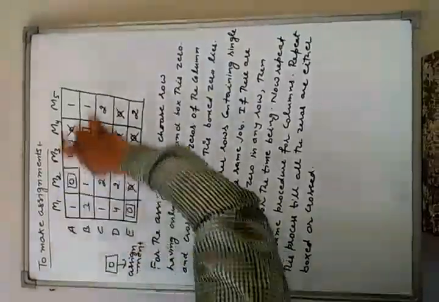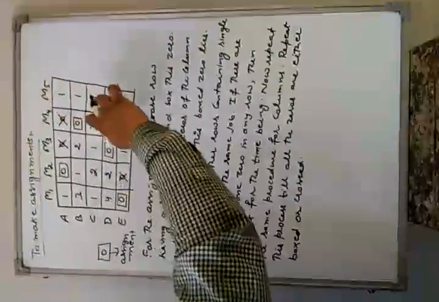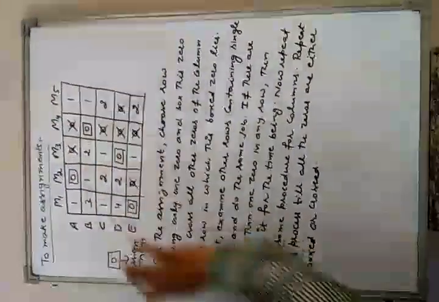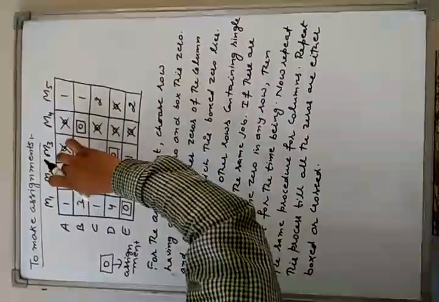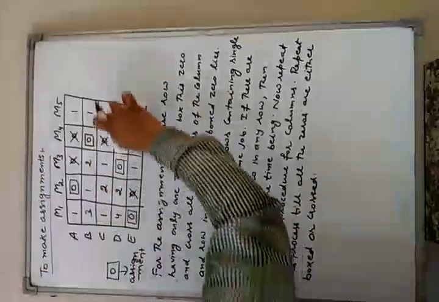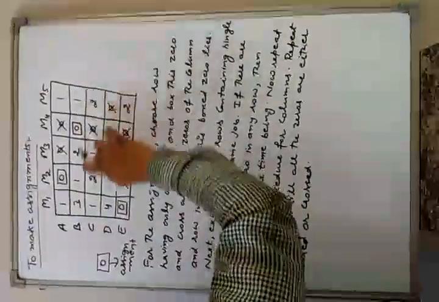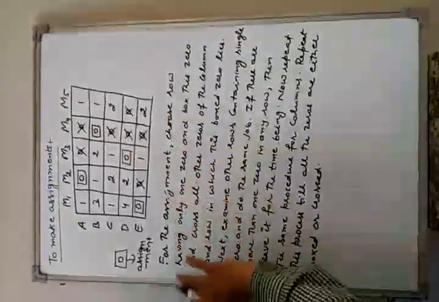Now, if there is an assignment in each row, then we get the optimal table and the optimality is reached. Now, in this row, there is one assignment. In this row, there is one assignment. But in this row, there is no assignment. Therefore, this is not an optimal table, and optimality is not reached.